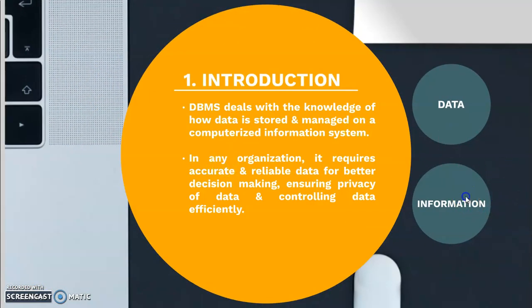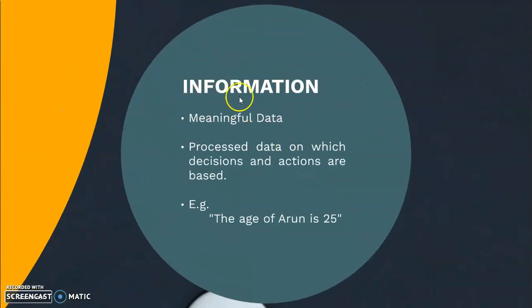If we talk about information, information is meaningful data. Raw data which has some meaning is nothing but information. It is processed data on which decisions and actions are based. For example, the age of Arun is 25. Previously we took the example of data that was only Arun and 25. But did that have a meaning? No. Now here this particular sentence has the meaning. So we can say this is nothing but information. The information is that the age of Arun is 25.